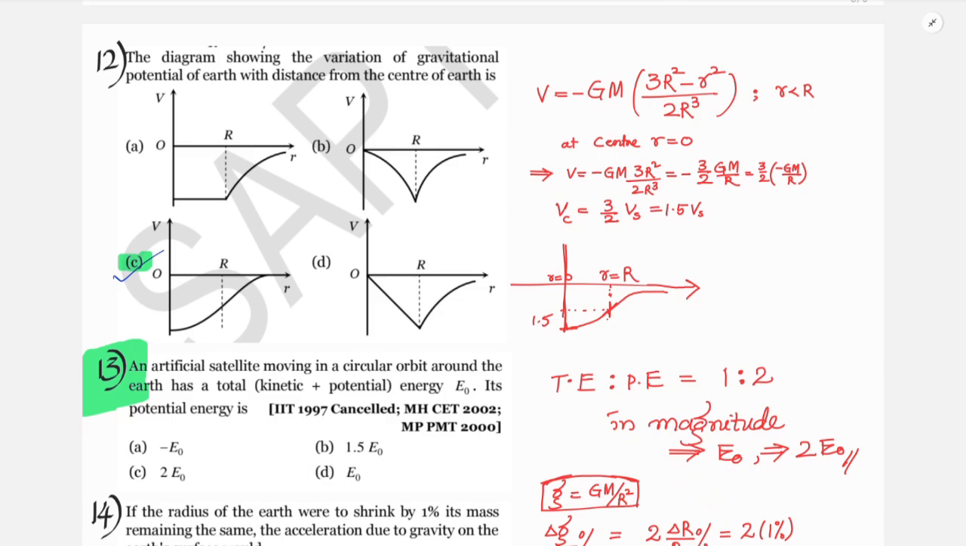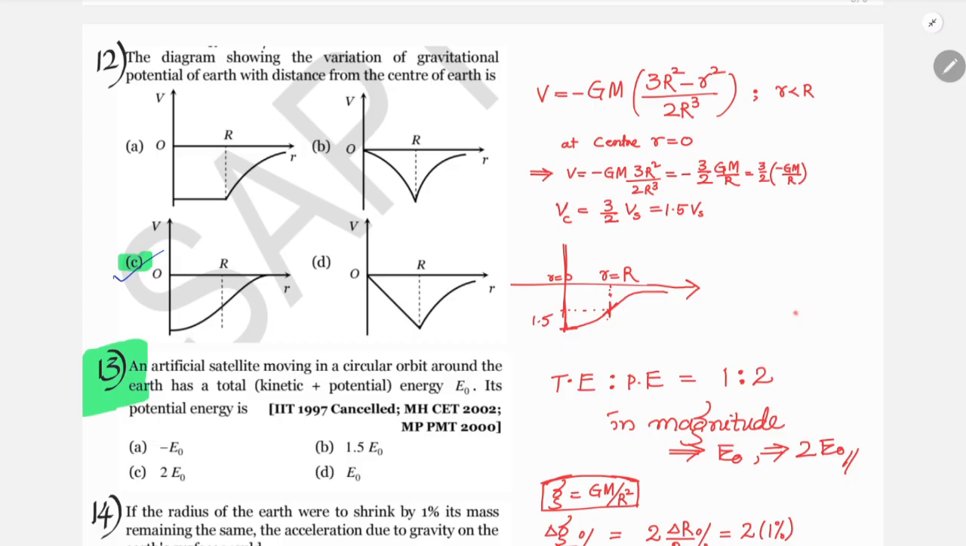See, the potential on the surface we know, that is equal to minus GM by R. Even outside, if r is greater than the radius of the Earth, you get the same formula, minus GM by r. But when you are entering into the Earth, remember, the potential slowly increases inside.